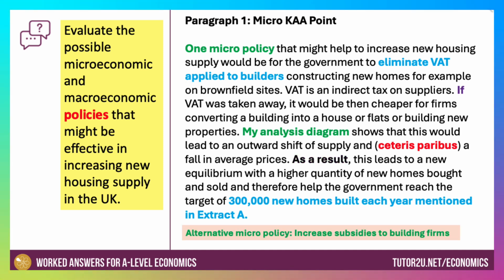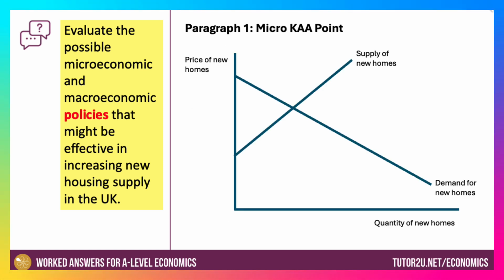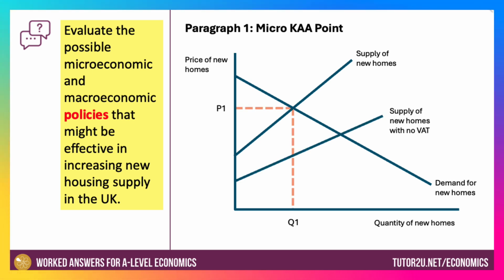Alternative micro policy. When I went through this question with my students, they all said, well, talk about subsidies for building firms. That would be a perfectly valid micro policy. Here's the analysis diagram. Contextualise the axes. If we take away VAT, in theory that leads to an increased supply of new homes, which in theory leads to a fall in prices and an increase in the quantity bought and sold.